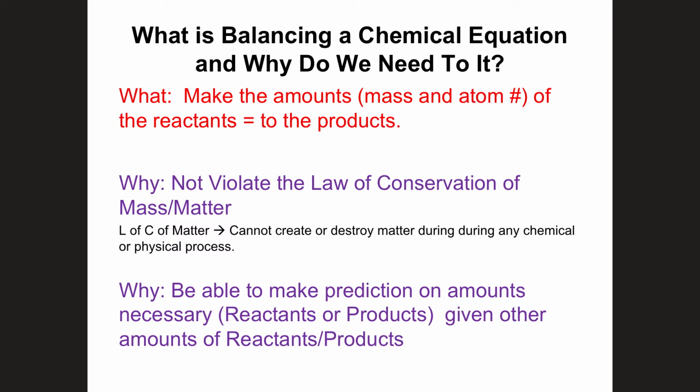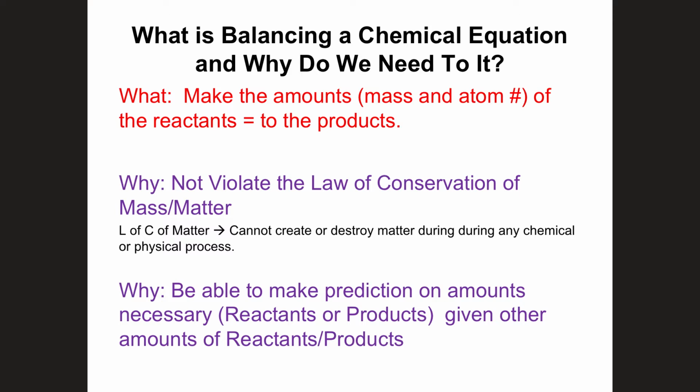So again, what is balancing a chemical equation and why do we need to do it? The what is, we're going to make the amounts, mass and the atom number of the reactants equal to the products. So in other words, every atom on the reactant side, type and number, has to be equal on the product side. And why do we do this? So we don't violate the law of conservation of mass. Again, we cannot create or destroy matter doing any chemical or physical process.